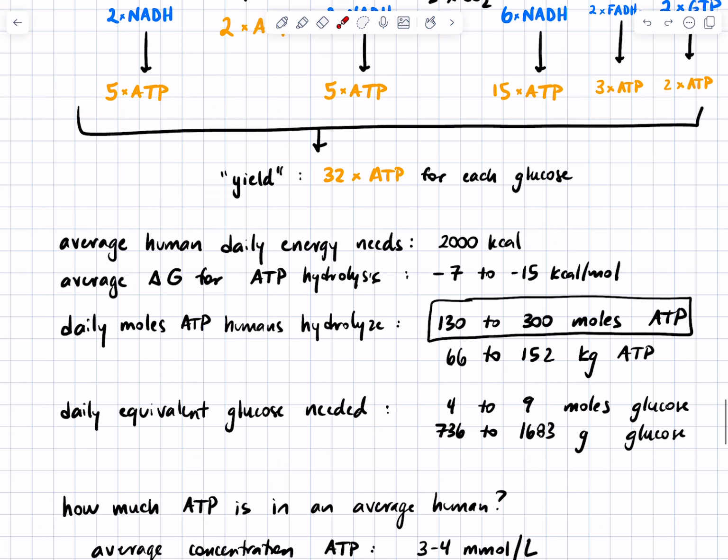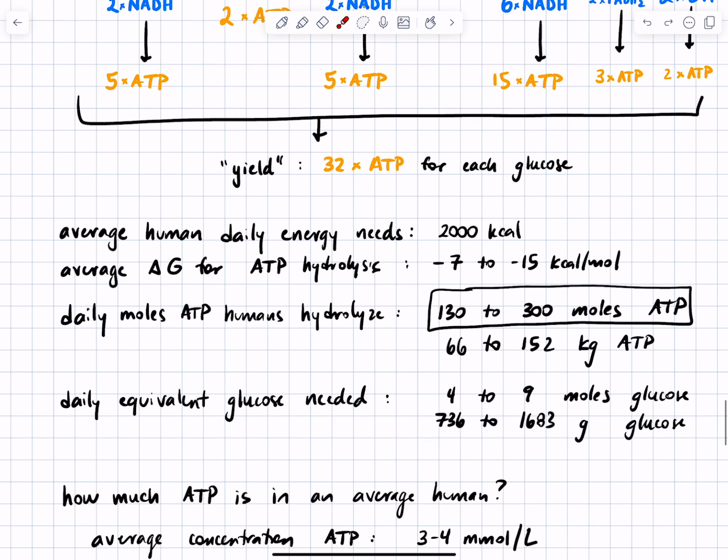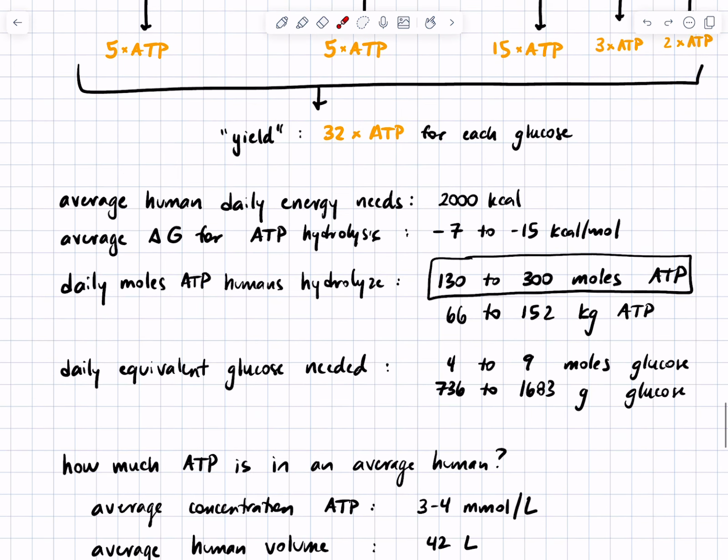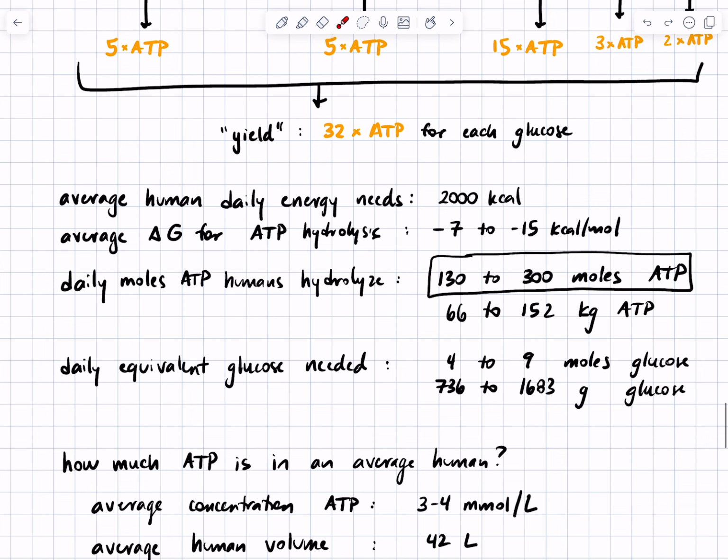How much ATP is in an average human? Well, the average concentration inside the cell is about 3 millimoles per liter of ATP, or 0.003 molar. What is the average volume of a human? This is something I hadn't thought about. How much liquid does a human have in them? About 42 liters, give or take.